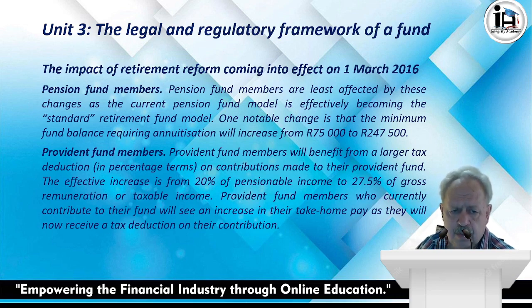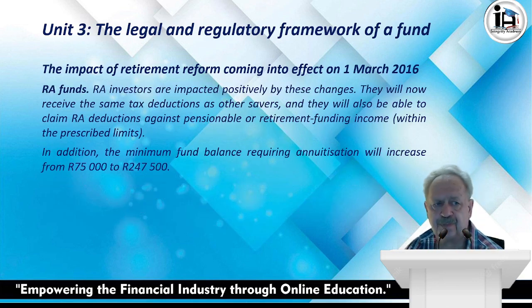Provident fund members will benefit from a larger tax deduction in percentage terms on contributions made to their provident fund. The effective increase is from 20% in the past to now 27.5% of gross remuneration or taxable income. Provident fund members who currently contribute to their funds will see an increase in their take-home pay, as they will now receive a tax deduction on the contributions.